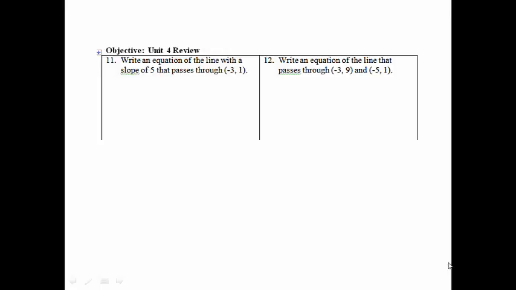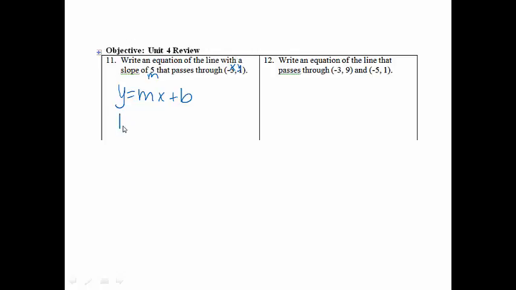Unit 4 review. Question number 11. Write an equation of the line with a slope of 5 that passes through negative 3, 1. So first thing, if I want an equation of a line, I know I'm going to have y equals mx plus b. And I'm going to label my x and my y. If it's a slope of 5, my m will be 5. So just plug in what we know.